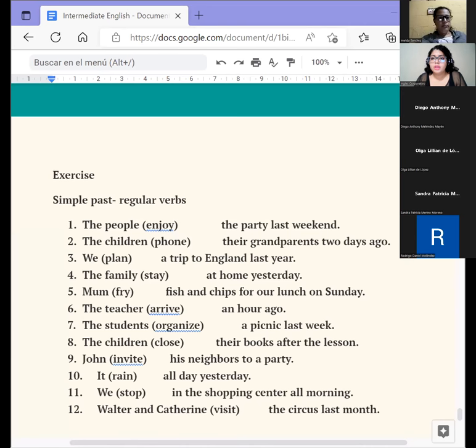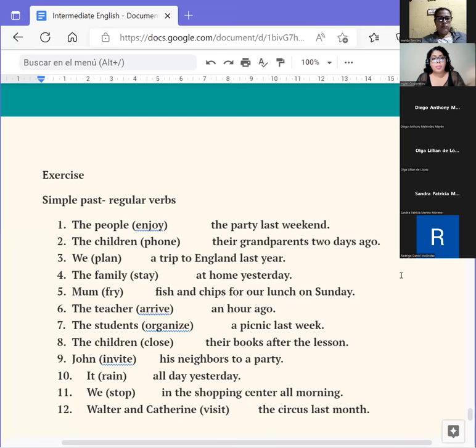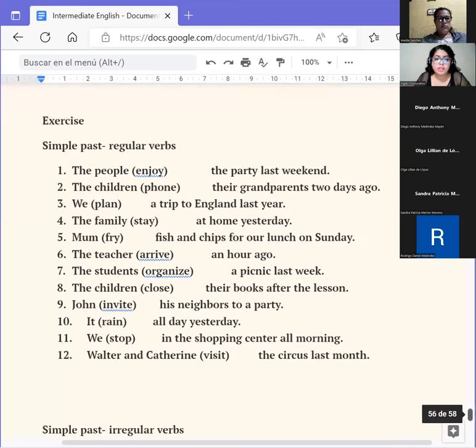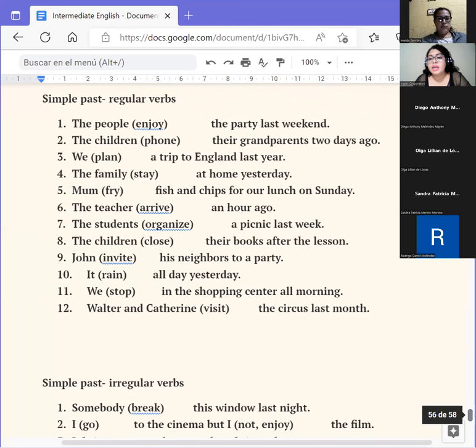So we have here the document in which we have the exercises, and we have 2 parts. We have 12 and 12 sentences for each part of this exercise. The first part uses regular verbs, and in the second part, the other 12, we have the irregular verbs. So what we're going to do is to correct the verb in these sentences.